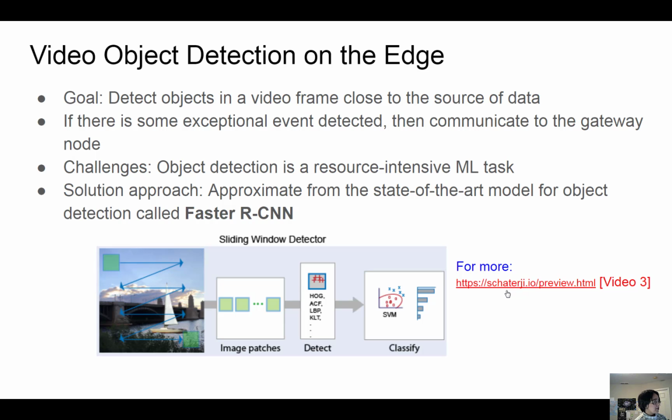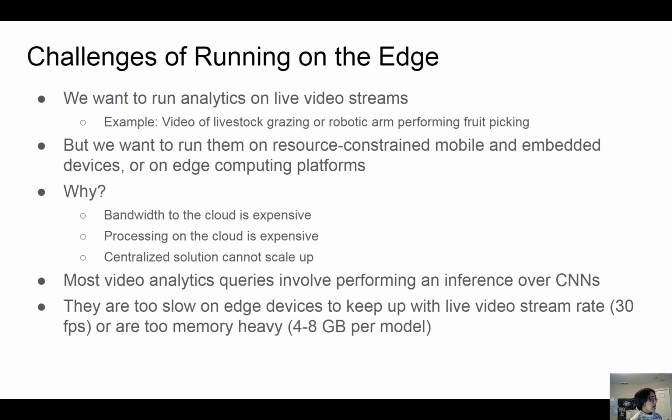But essentially what happens is, because we are using an approximate version of the convolutional neural net, we are exiting early. So we're not going all the way through the neural network. We do early exit for approximation. And the reason we do this is because bandwidth to the cloud is expensive. Processing on the cloud could also be expensive, so you want to use the edge servers that are there at the farm, and a centralized solution can oftentimes not scale up as you have these ubiquitous data streams.